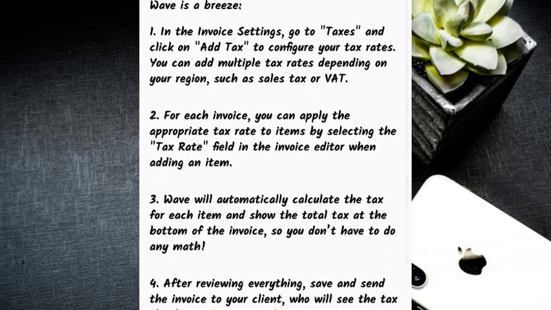Now, for each invoice, you can apply the appropriate tax rates to items by selecting the tax rate field in the invoice editor when adding an item. Wave will automatically calculate the tax for each item and show the total tax at the bottom of the invoice, so you don't have to do any math.